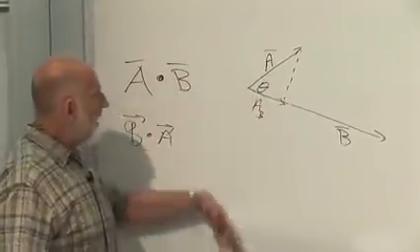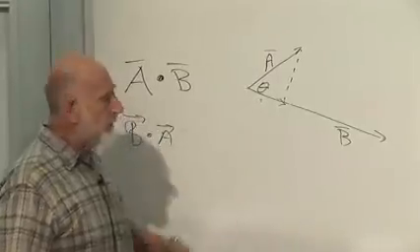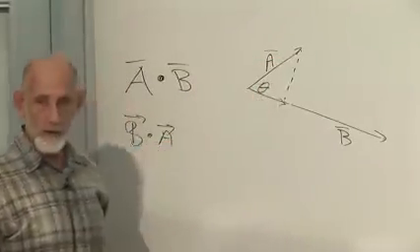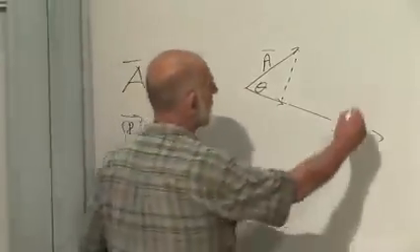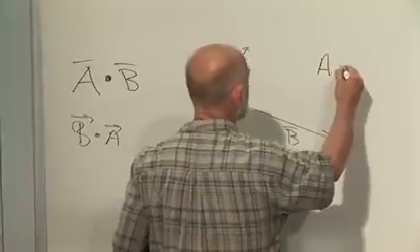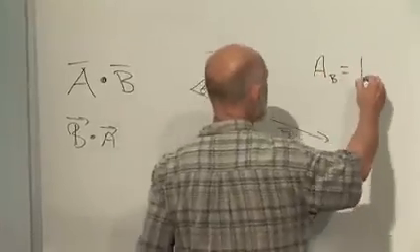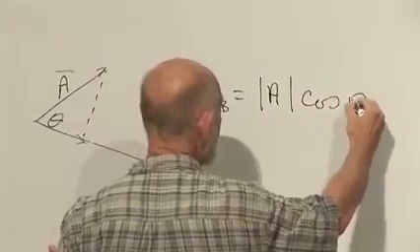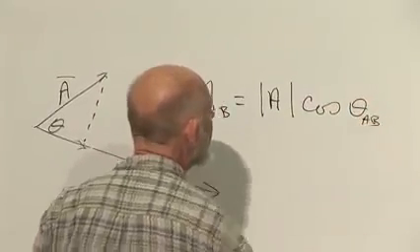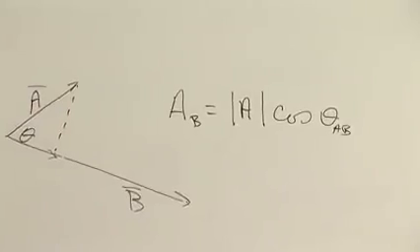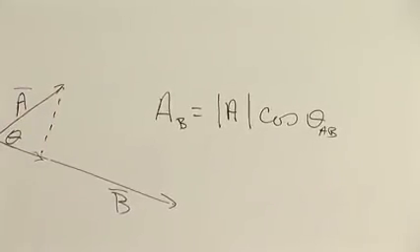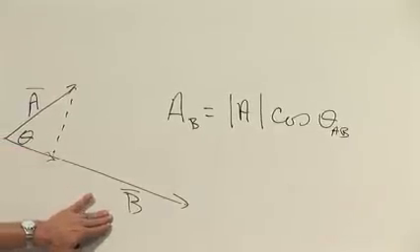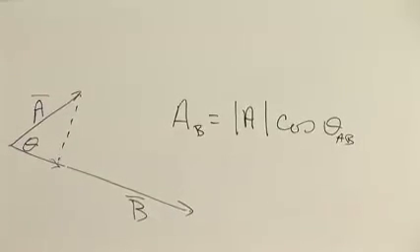The magnitude of A is the length of A. The magnitude of B is the length of B. What is the component of A along the B-axis? A sub B is equal to the magnitude of A times the cosine of the angle between them, right? Let's call it theta AB. Theta is now an angle, the angle between A and B. That's the component of A along the B-axis. We now multiply that by the magnitude of B to get the dot product.